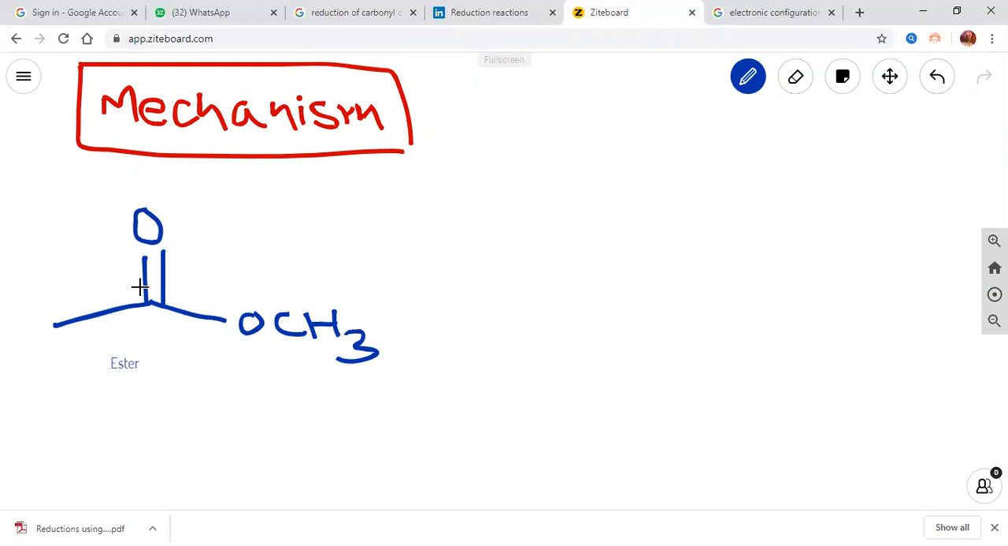Now, in this ester, this carbonyl group is polar in nature. This has a partial positive charge and this has a partial negative charge, because the oxygen is more electronegative than carbon. So this bond can break and go to the oxygen.